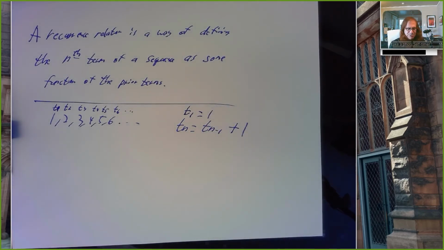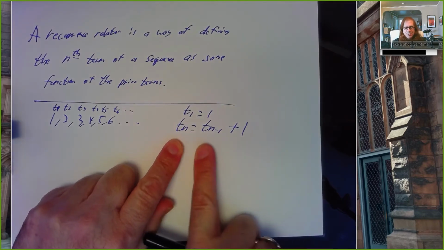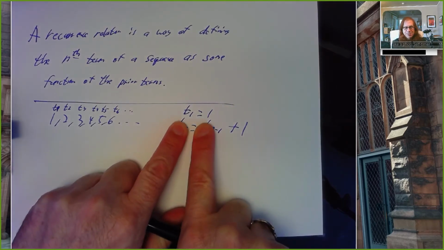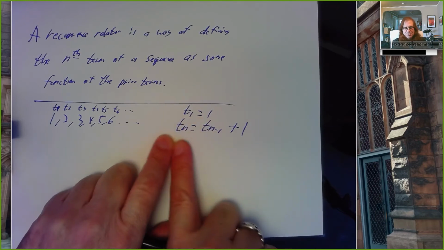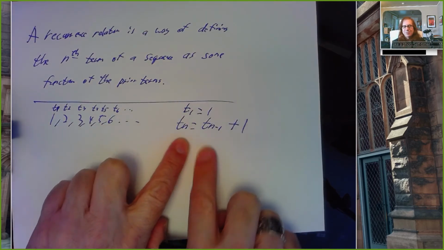And now if I want to know what's T2, well, this relation tells me T2 is 1 more than T1, and this tells me T1 is 1. So 1 plus 1, T2 is going to be 2. And yeah, this is just another brush past mathematical induction. Base case and an inductive step.